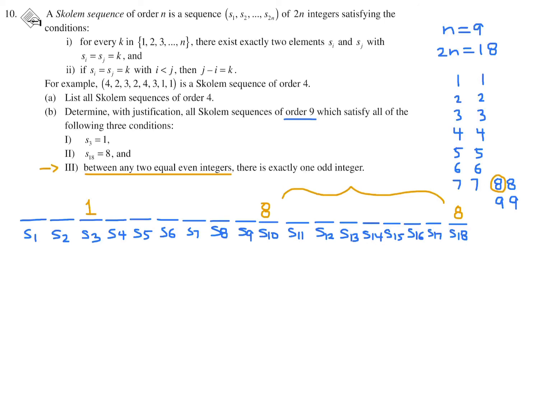Well, which one? Which one of the odd integers do I place there? I've got 1s, 3s, 5s, 7s, and 9s. I can only place one. Can I place a 1? Well, no, because the 1s have to go over there in order to satisfy the conditions of the Scolum sequence. So it can't be 1.